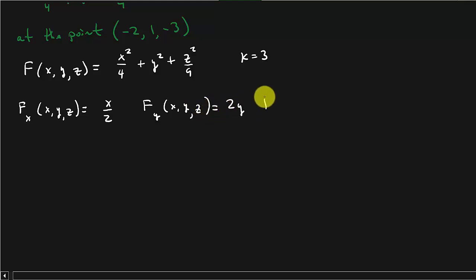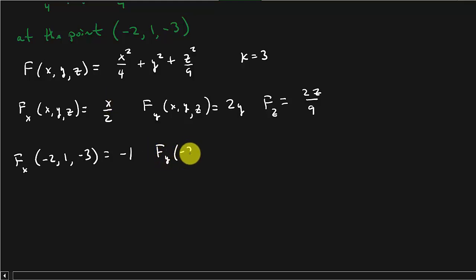That's 2y. And then the partial of f with respect to z, that's going to be 2z over 9. And then we're going to evaluate each of them at this point right here. Well, that's going to be what? Plug the -2 in, you get -1.